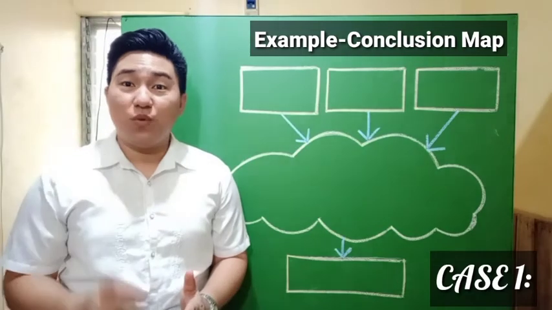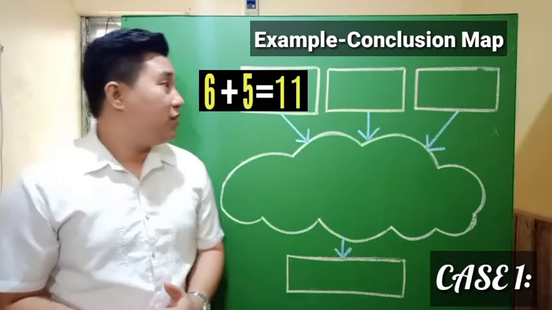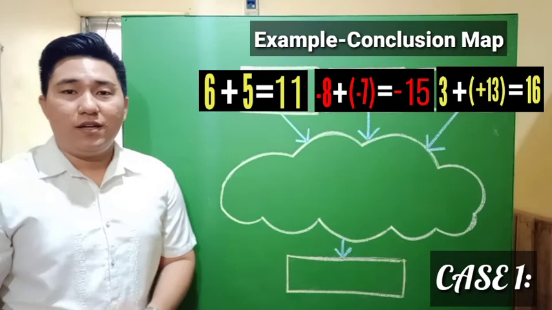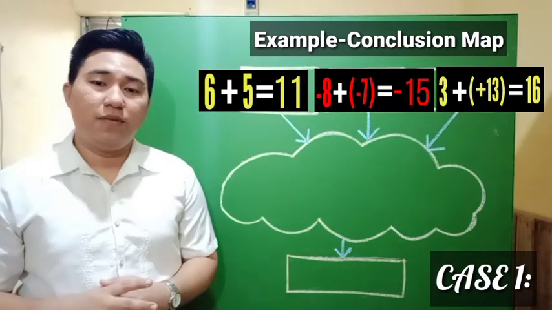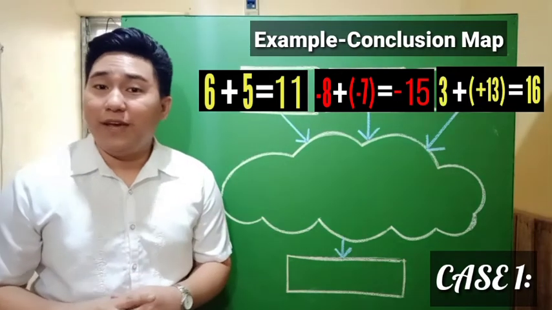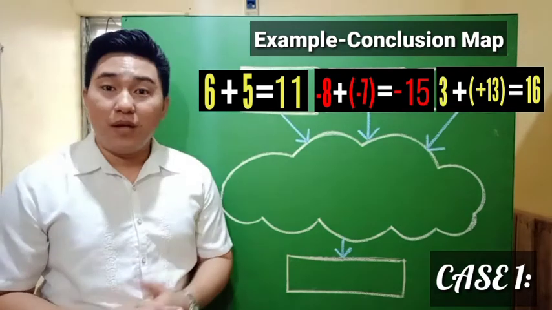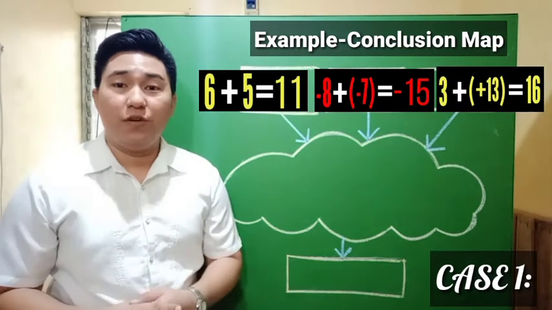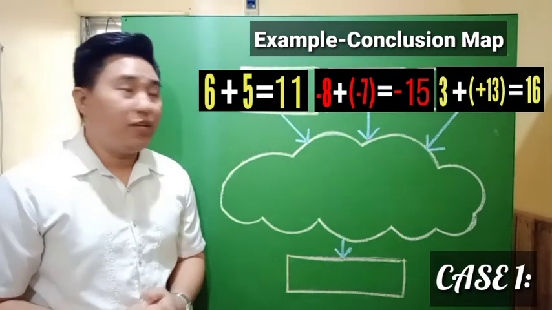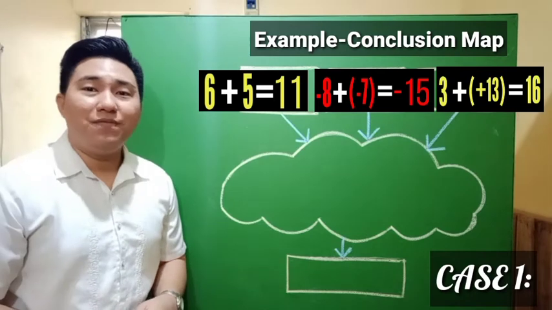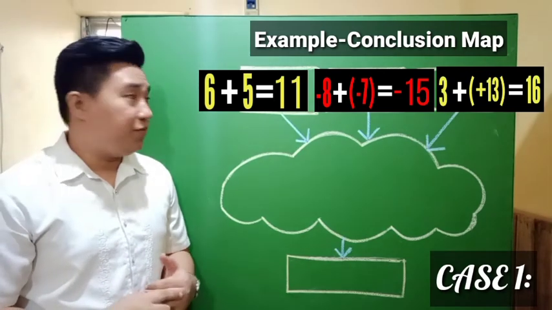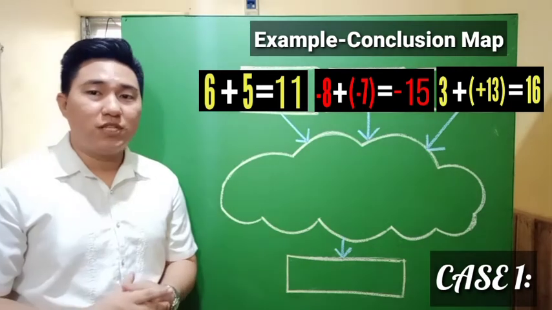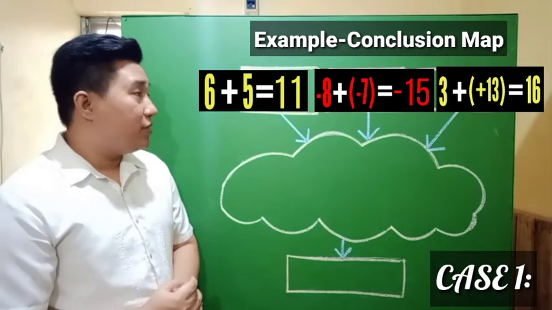Let's have case number 1. So here are the examples. For example number 1, we have 5 plus 6 equals 11. By the way, let's take note that if a given number doesn't have any sign, then that number is considered positive. So positive 5 and simply 5 are just the same. They are both positive. Okay? Let's proceed. So example number 2, we have negative 8 plus negative 7 equals negative 15. And last, we have example number 3, 3 plus positive 13 equals 16.